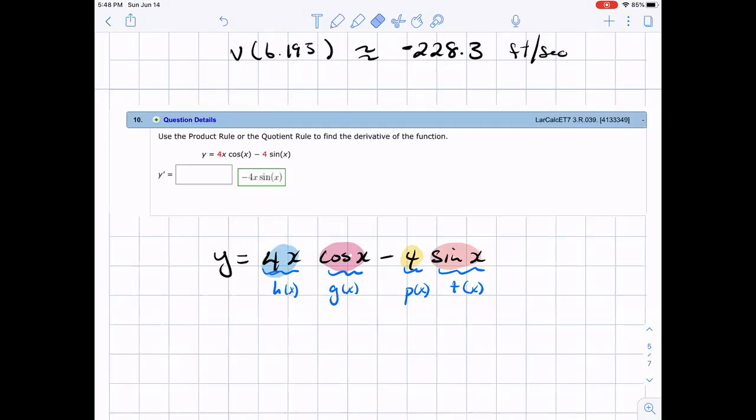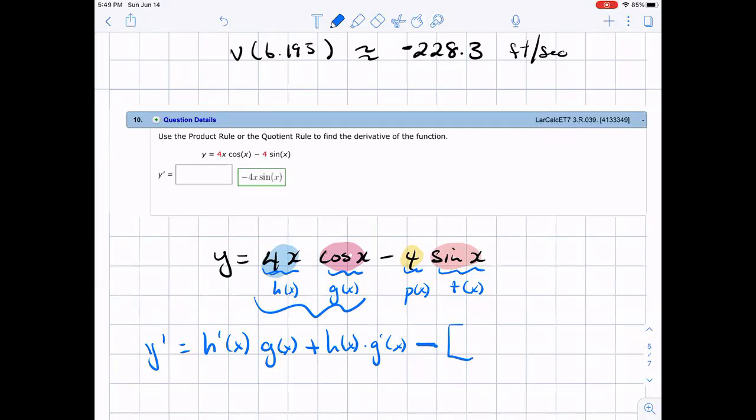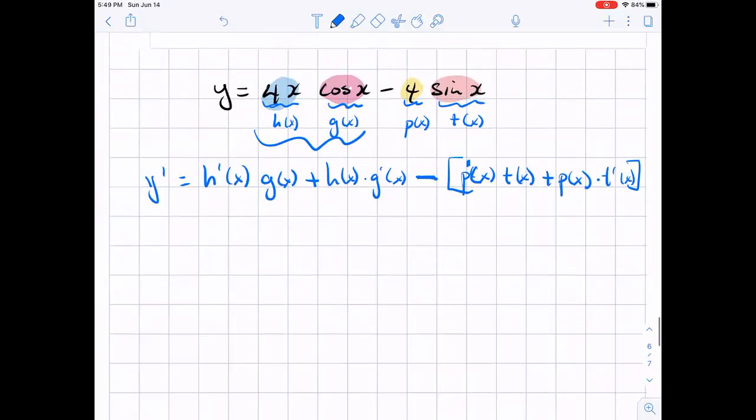Y prime will be h prime of x times g of x plus h of x times g prime of x. That will be for this part here. Minus, and don't forget, because of this minus, now all of this quantity, so be very careful: p prime of x times t of x plus p of x times t prime of x.